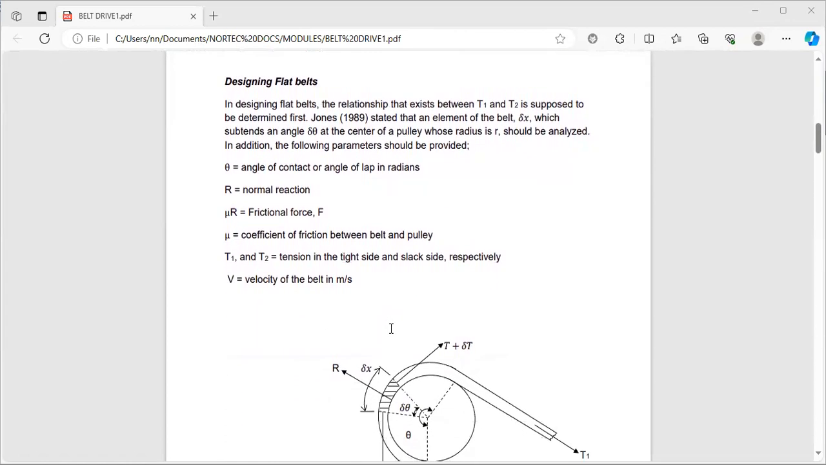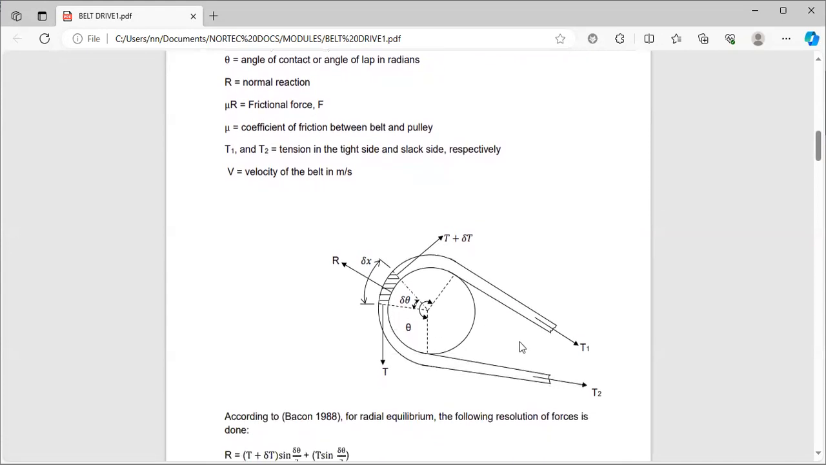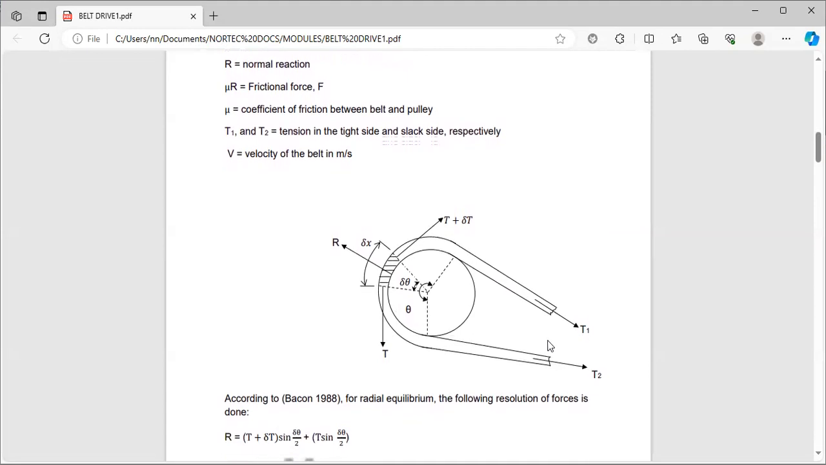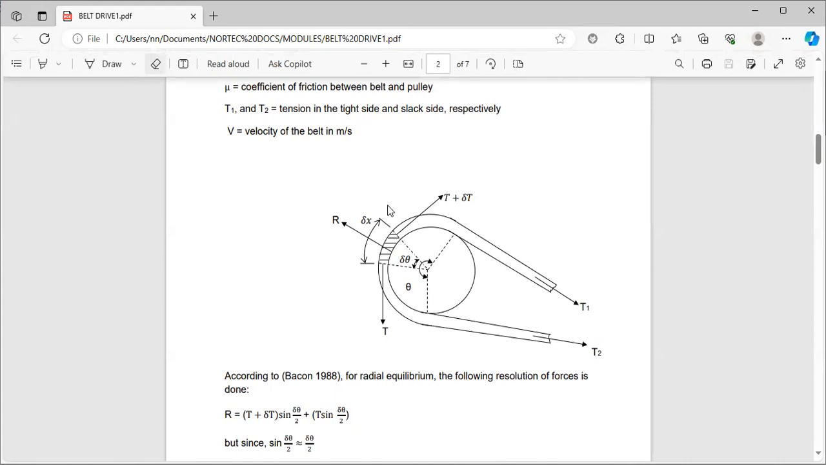Now, in designing flat belts, we want to realize that there are always two sides. A belt drive will have the side which is tight and the side which is loose. If T1 is the tight side, then T2 is the slack or loose side. If you reach a condition where the two tensions are the same, then that belt is slipping and there is no transmission of motion taking place. So the difference between T1 and T2 is the one known as the driving tension.